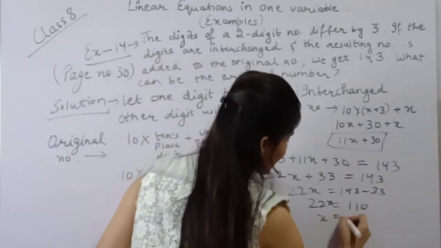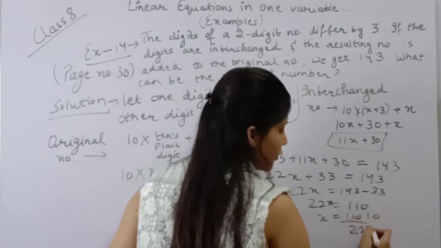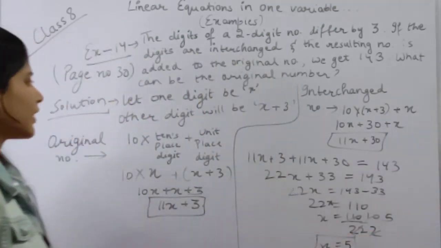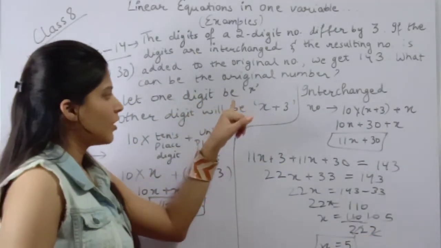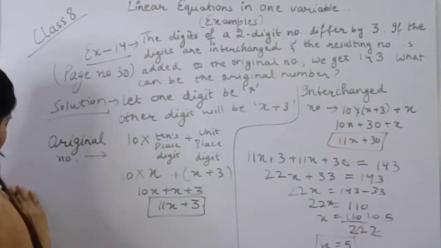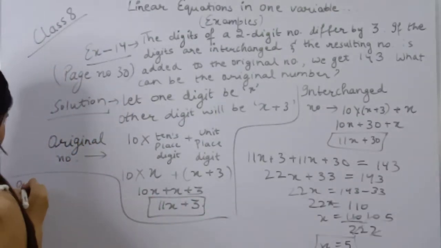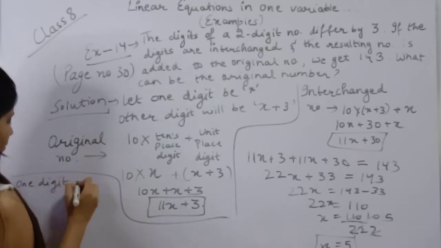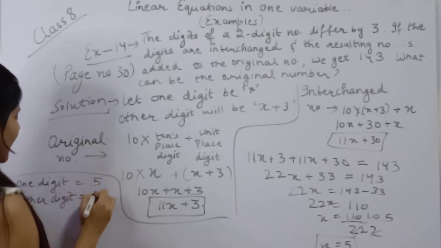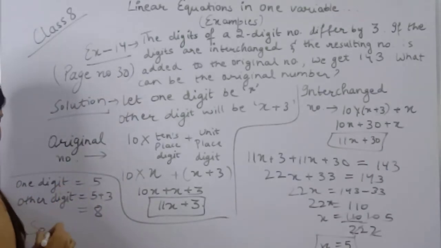So the value of x comes out to be 110 upon 22. 11 tens are 110, 11 twos are 22, so 5 elevens are 55. So the value of x comes out to be 5. Now x was one digit of the original number. One digit of the original number is 5. Let's do it here now. One digit is 5. The other digit is 5 plus 3, that is 8.